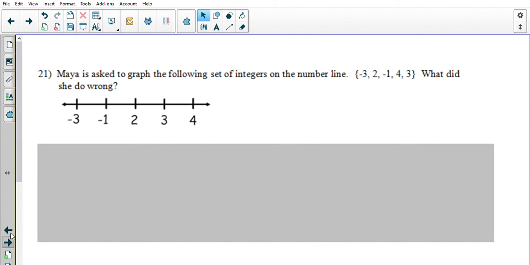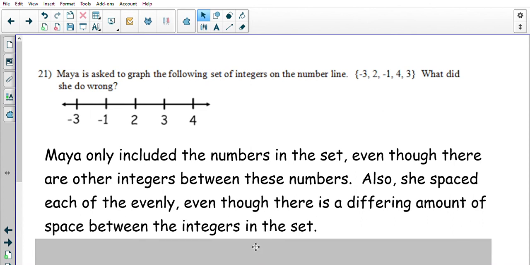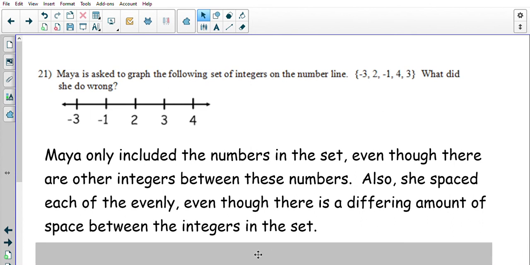So in years past, I've had a lot of different explanations for this. So here's what I typed in. Yours might not be exactly the same, or your thoughts might be different. And again, you may want to pause the video and jot something down at this point. I wrote, Maya only included the numbers in the set. So she was like, okay, I've got -3, I've got -1, I've got 2, 3, and 4. So I'm going to include those, but nothing else. But there's numbers between those values that are in your set, and you should still include them.